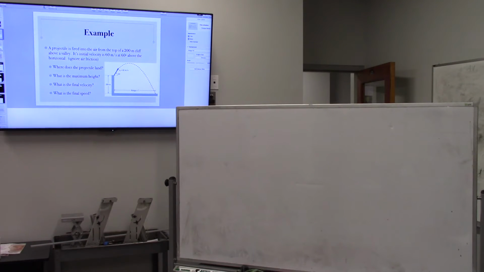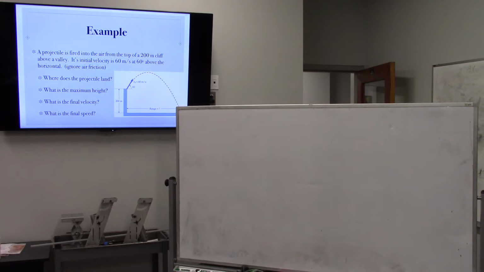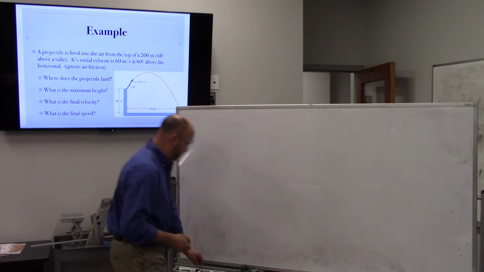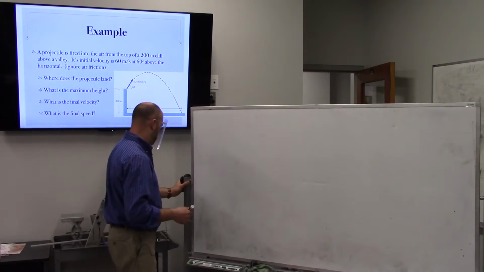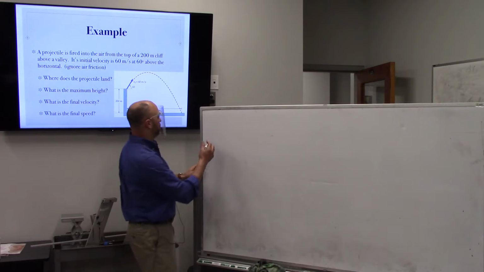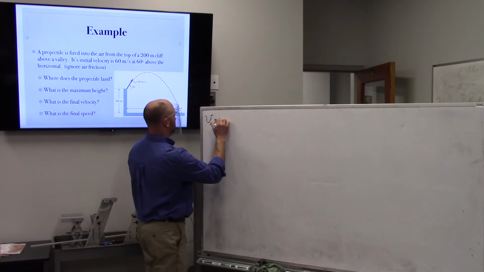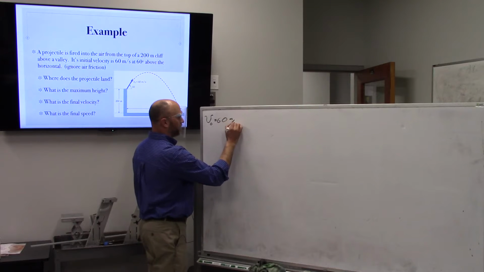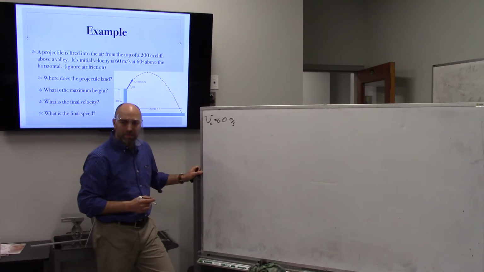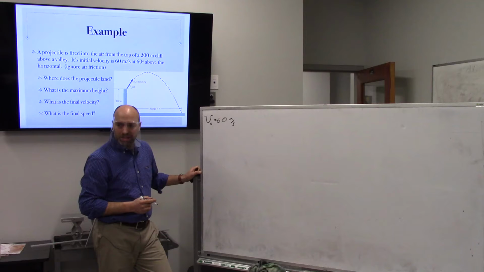Well, I think we left off on this problem here. Isn't that where we left off? And as I recall, all we did was write down what we know and need to know, right? We haven't gotten any further than that. So what we know is the initial velocity is 60 meters per second. Did we break that down? Was that in the notes from last time? I think we got that far, didn't we?